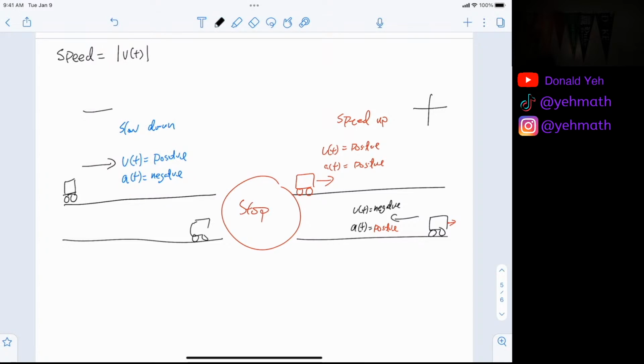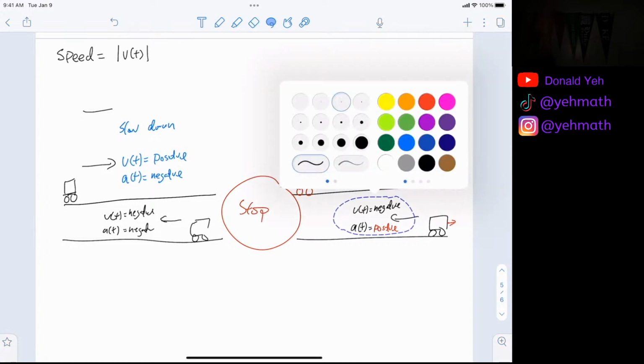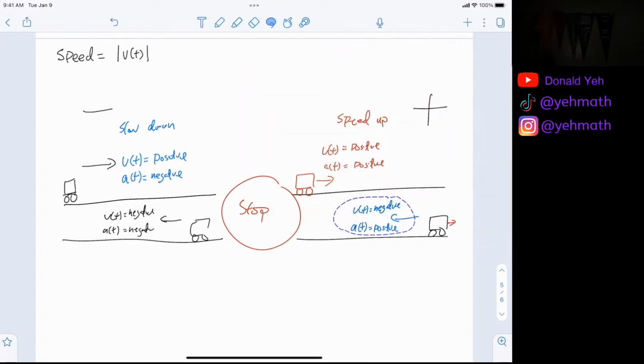So in this case, I have velocity is negative and acceleration is also negative. Okay, so in this perspective, I am actually slowing down. I'm going to do it in blue. So this is blue, and this is red.